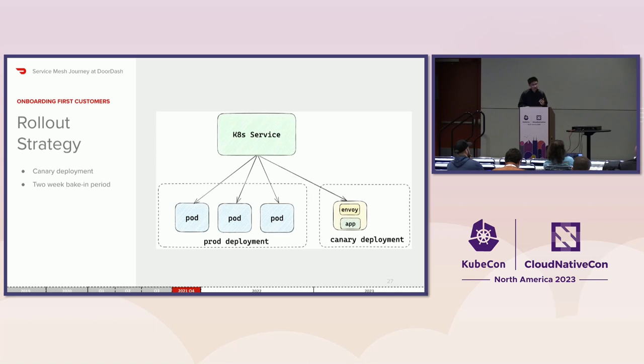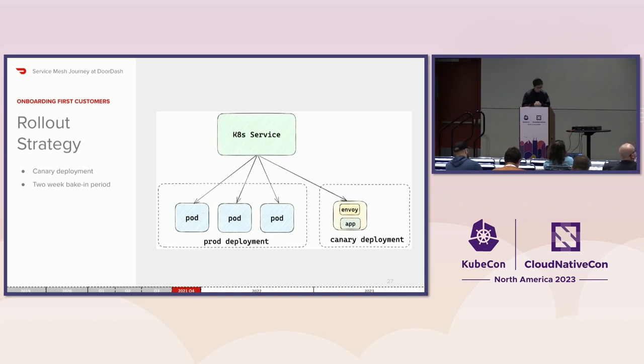For the rollout strategy, to gradually introduce the Envoy sidecar, we used the canary deployment approach. Users need to deploy another independent Kubernetes canary deployment, which uses the same application code as the production one, but runs with the Envoy sidecar injected. So the canary deployment shares the same labels as the production one, which matches the selector defined in the service object. And that's how traffic could be sent to those canary pods as well.